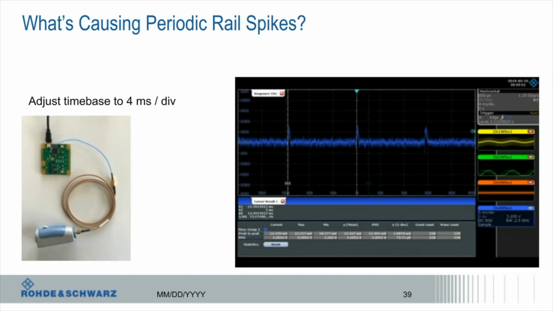Let's take some additional time to get more insight. If we adjust the time base of the scope to a slower setting, 4 milliseconds per division, we can see some periodic peaks in our power rail. What's the cause of these? We haven't put a load on yet, so it must be some type of signal from the board itself coupled onto the power rail.